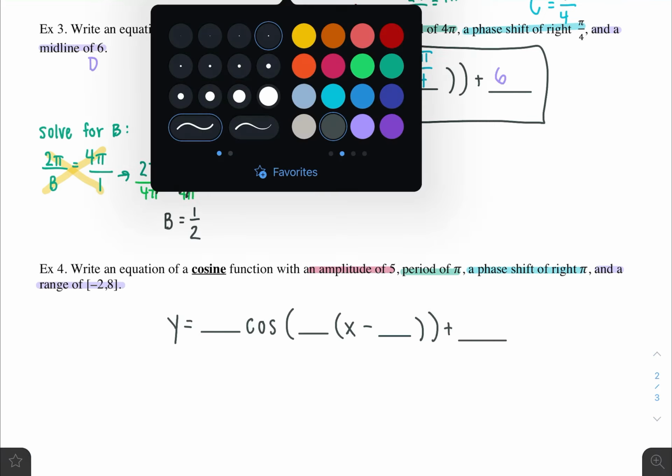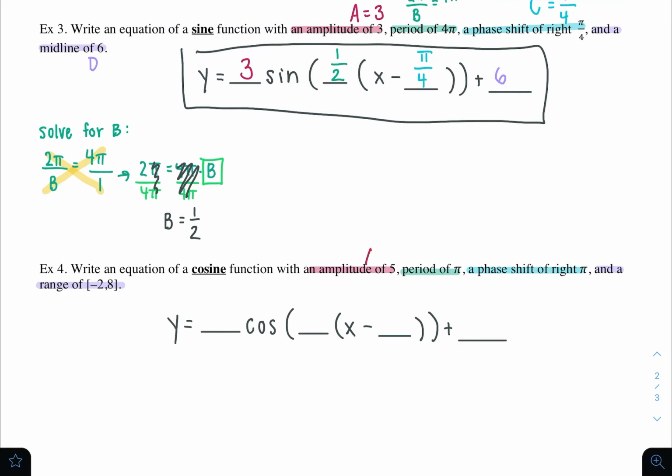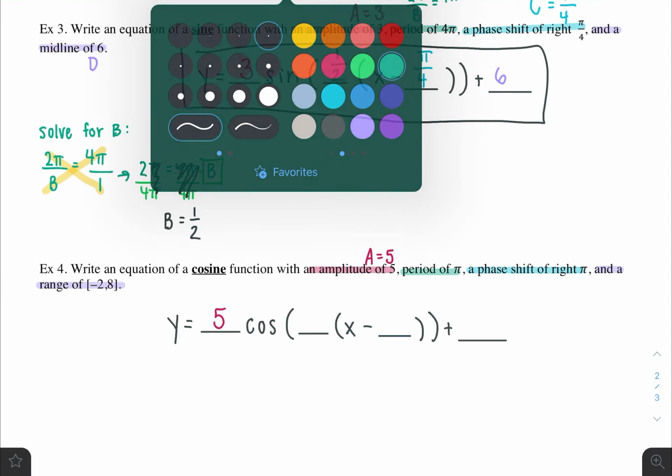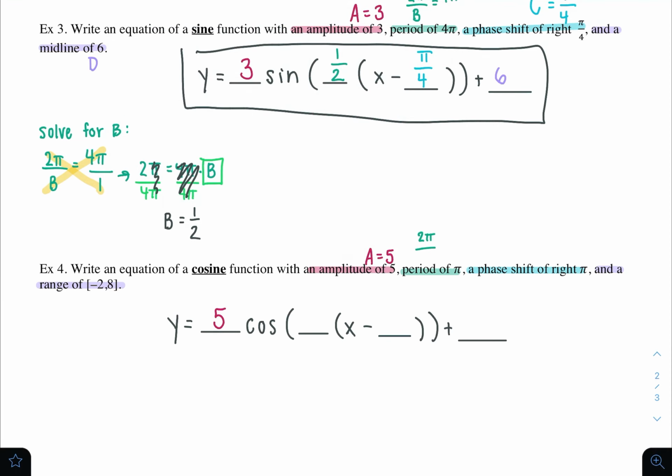So to start, it told us that we have an amplitude of 5, so we know our A value will equal 5. Let's go ahead and put that in. Our period is a tool to help us solve for our B value, so we're going to be able to do that. Our phase shift tells us our C value, which is right pi, so when I substitute it in, it'll be negative in the equation. Now it told us our range. We can use the range to find our midline, which allows us to find our D value.